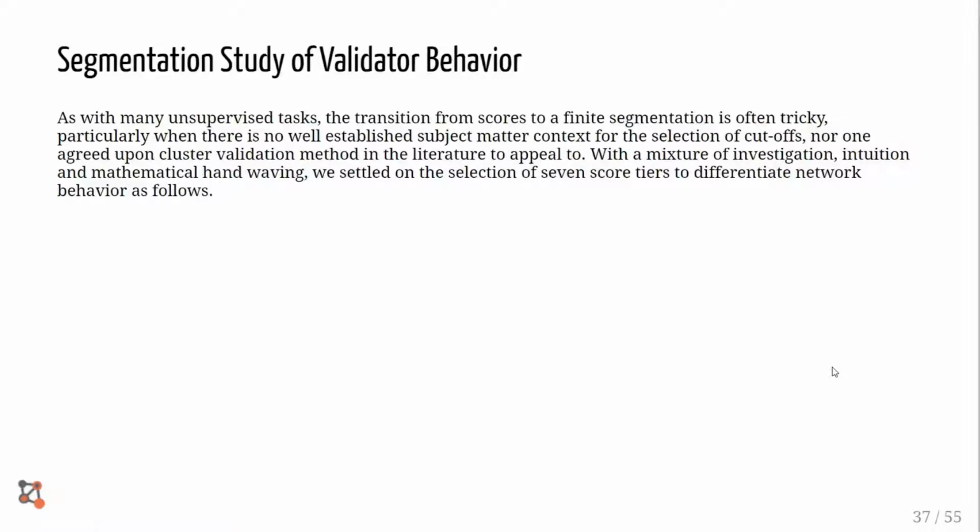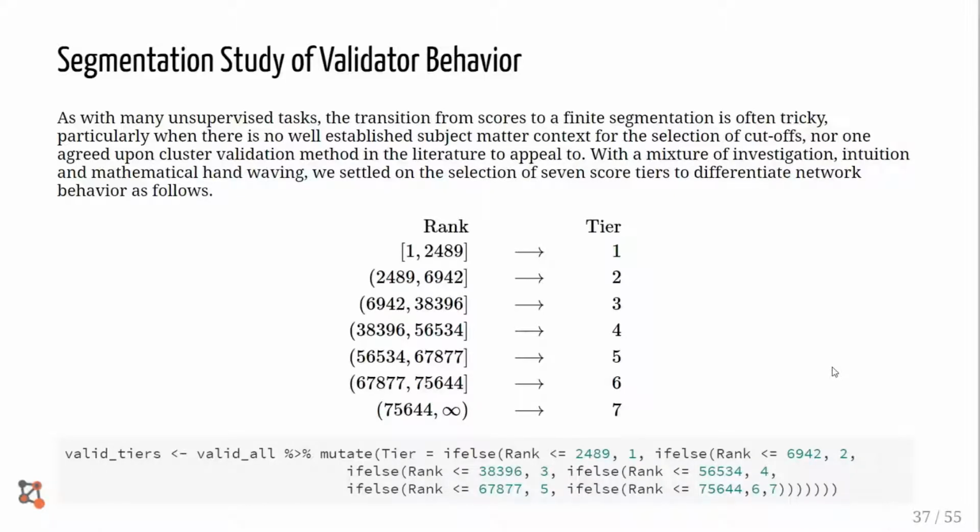As with many unsupervised tasks, the transition from scores to segmentation is often tricky. There's no well-established subject matter context for selection of cutoffs, nor one agreed upon cluster validation method in the literature to appeal to. With some intuition and mathematical hand-waving, we settle on the selection of 7 score tiers to differentiate network behavior. As follows, we have rank 1 to 2,489 as tier 1, and so on.